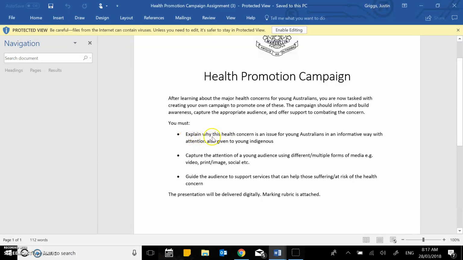So down here, it's got, you must explain why this health concern is an issue for young Australians. That should be pretty easy because we've spoken about that at length, and the information's available in your ebook. However, you'll want to do a little bit more work to make sure that you do a bit more research to help add a bit more depth to your argument.